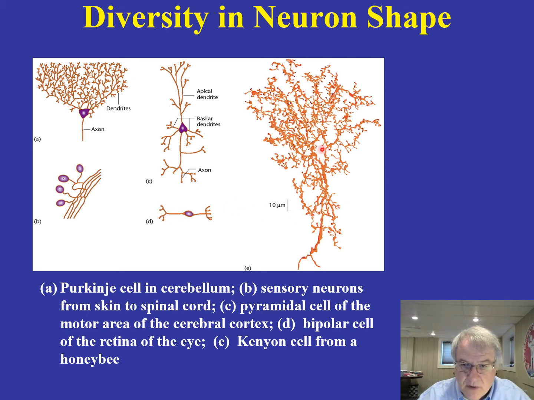And this is what's called a Kenyon cell. These are central nervous system cells that you see in the honeybee, and take a look at how much branching that you see here in these cells. So again, enormous diversity in terms of the shape of neurons.